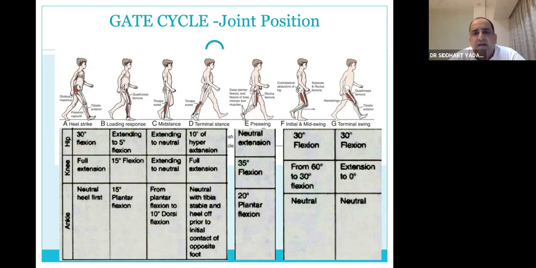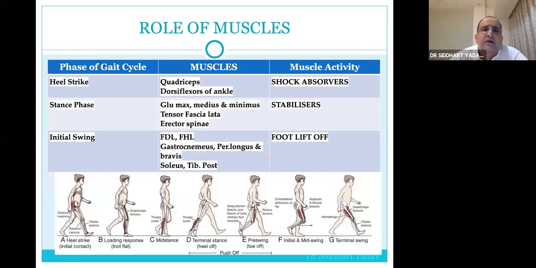Now in pre-swing, again the hip is in extension, the knee is going into 30 to 35-degree flexion, and the ankle is in 20-degree plantar flexion. During the initial swing and mid swing, the hip is getting back into flexion, the knee is going into further flexion, and the ankle remains neutral. During the terminal swing, again the hip is in flexion. So in the swing phase, the main movement is at the hip and the knee, and there is hardly any movement at the ankle joint.